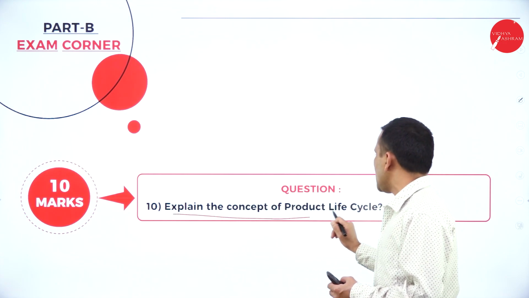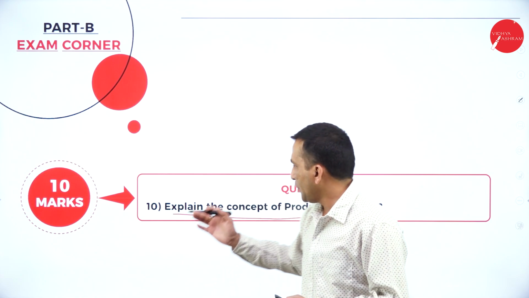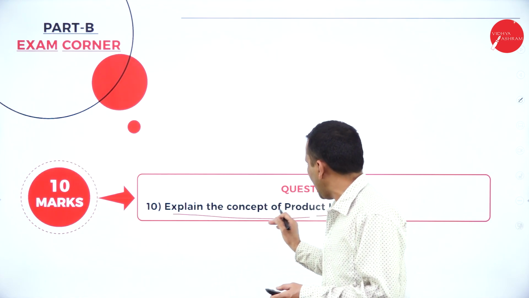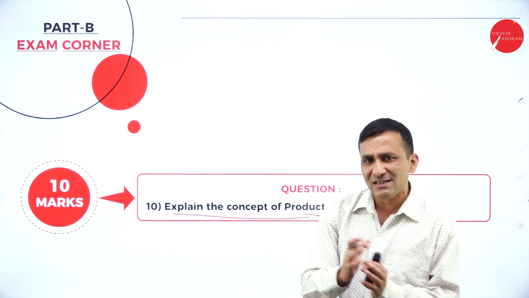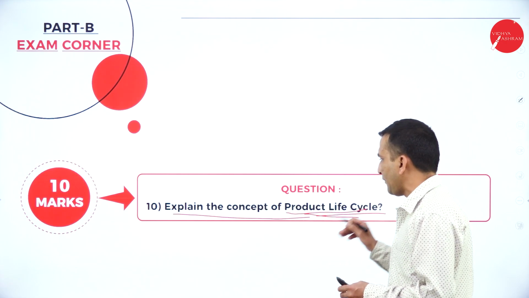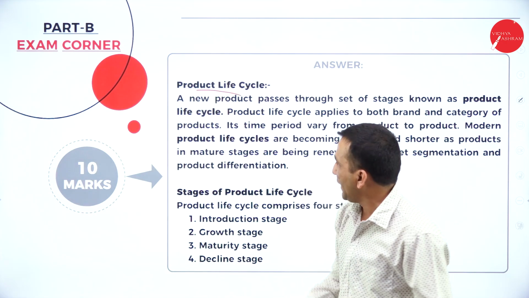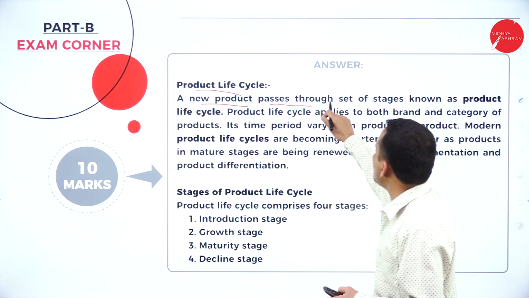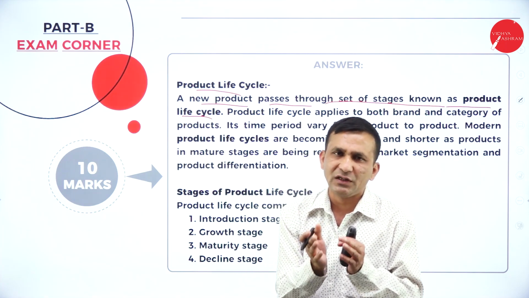So explain the concept of product life cycle, because they are asking for 10 marks, right? So you need to write what exactly the product life cycle is, how human beings have a life cycle. The same thing, any product, of course you need to identify the life cycles. So here the product life cycle, the simple meaning: a new product passes through a set of stages known as a product life cycle, because you are launching for the first time.